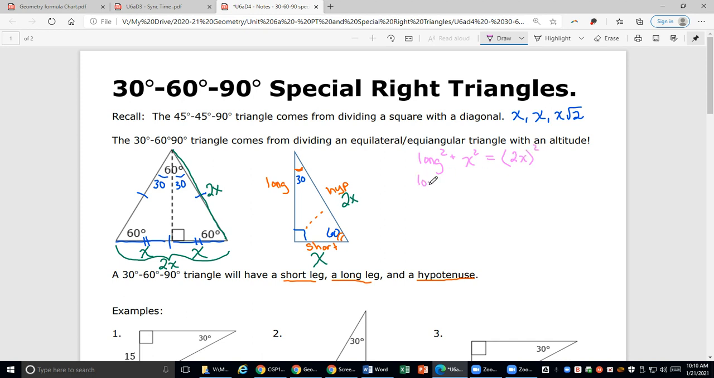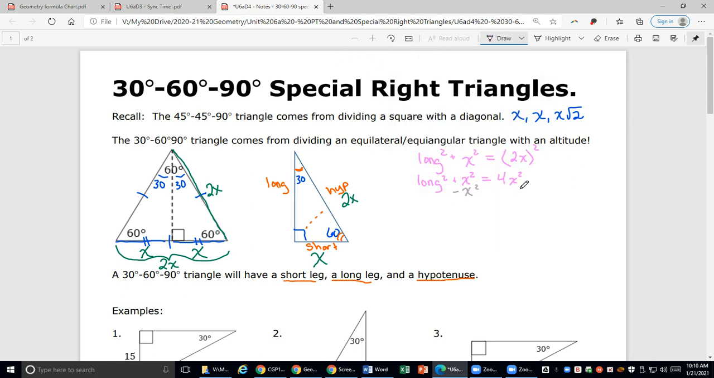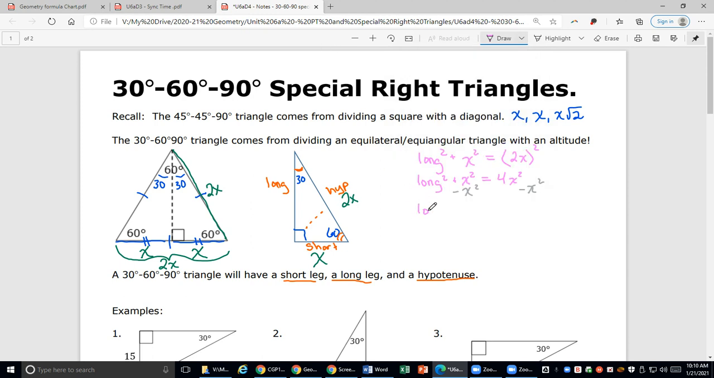So this is really my long leg squared plus my x squared equals 2 squared and x squared, so that's really 4x squared, because I kind of just distributed that square in there. Okay? All right, so now if I'm trying to figure out what the long leg is, I have to get rid of this x squared. So I'm going to subtract it. Minus x squared, minus x squared. Okay, so that's going to give me my long leg squared is going to equal, because these are going to cancel to 0, 4x squared minus 1x squared is 3x squared.